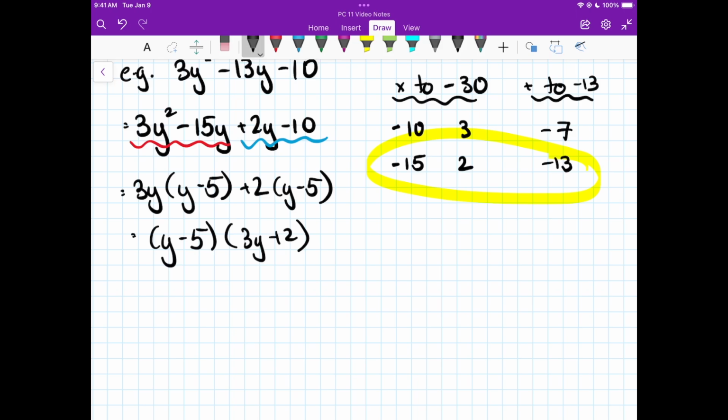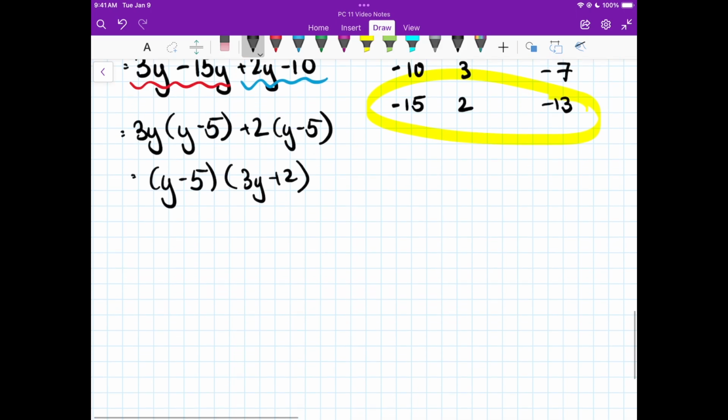All right, so that's how you handle an a value. The one other thing I wanted to touch on in this one is a special kind of polynomial that gets factored a slightly different way. You might remember having seen these in grade 10 because we did look at a couple of different kinds of what we call special polynomials or special factors.